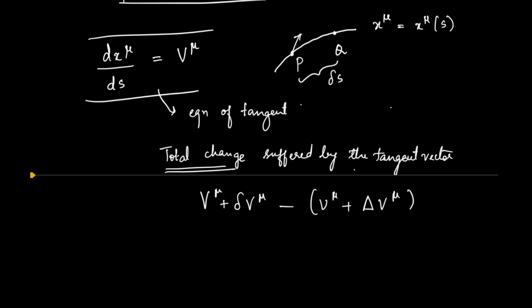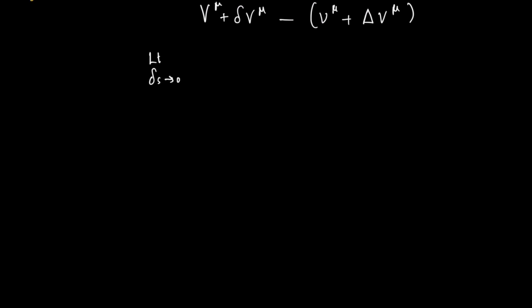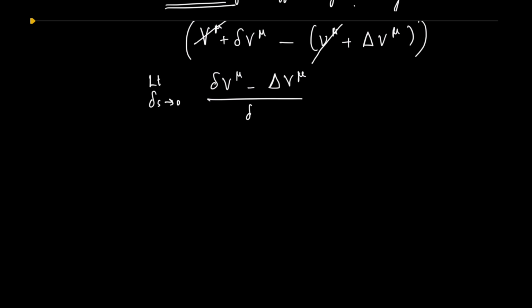If that is the case, then limit delta s tending to 0, that is, I am going to take the derivative. So this is the difference. Here I can see V mu and V mu will get cancelled. So remaining I have delta V mu minus del V mu minus delta V mu divided by delta s. This is the total change.